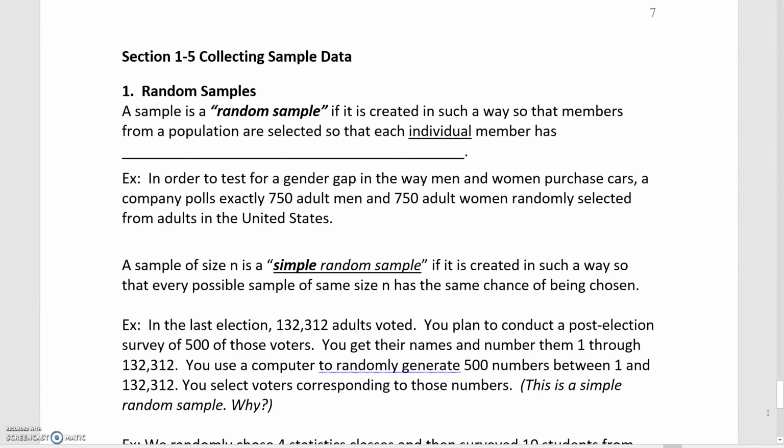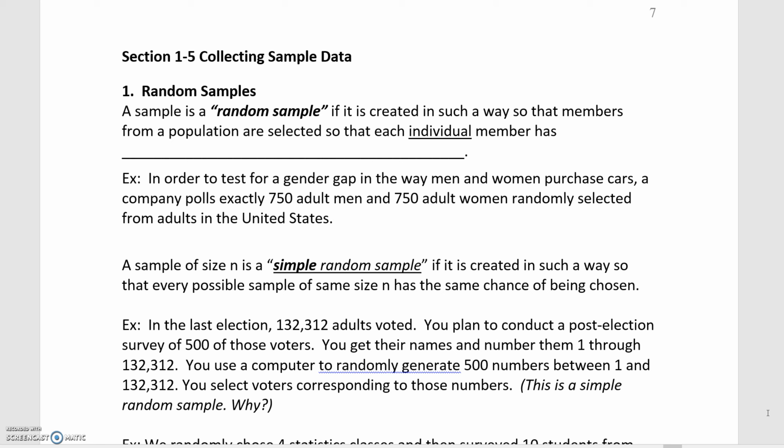Okay, in this last video of chapter 1, we're going to talk about some different ways that you can collect sample data. These won't be all of the ways that people out there collect data, but these are some of the most basic ways.